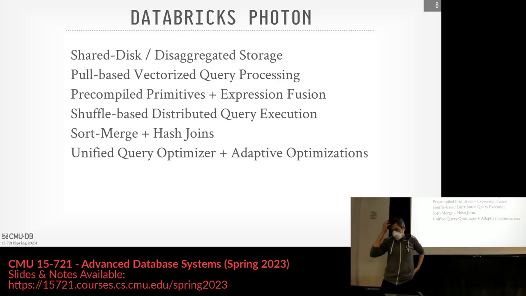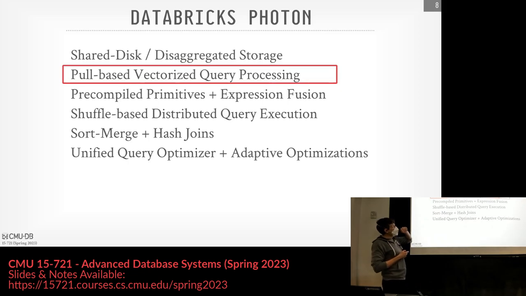Okay. All right, so let's go high level. What is Databricks Photon? I've already said it's not a standalone system. It's its own execution engine. Some of these things that I'll talk about are going to be part of the overall Spark runtime, and some of these will be specific to Photon. In particular, we're going to focus most of our time talking about how they do vectorized query processing, because that part is unique. And it's tied to how they do precompiled primitives and expression fusion.